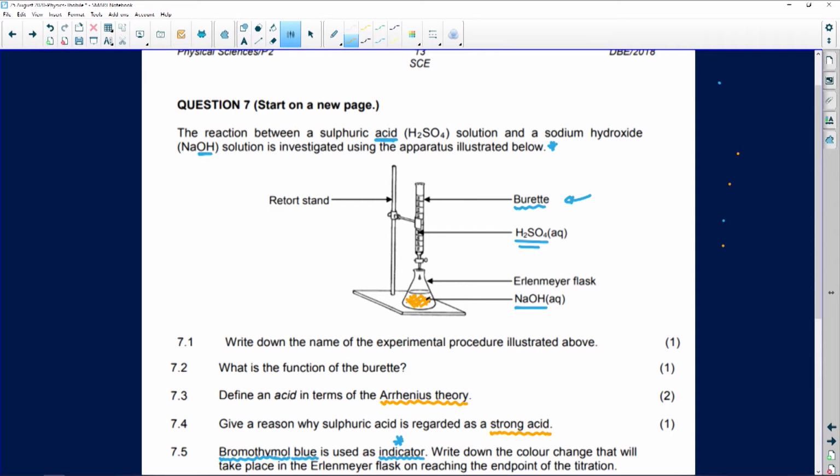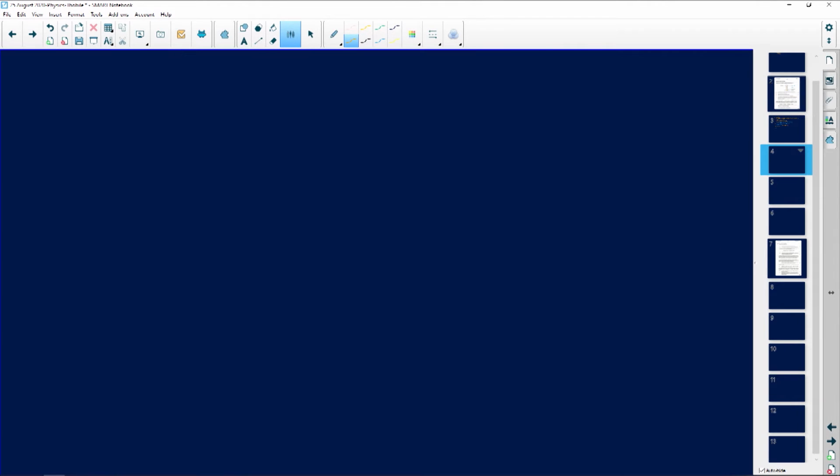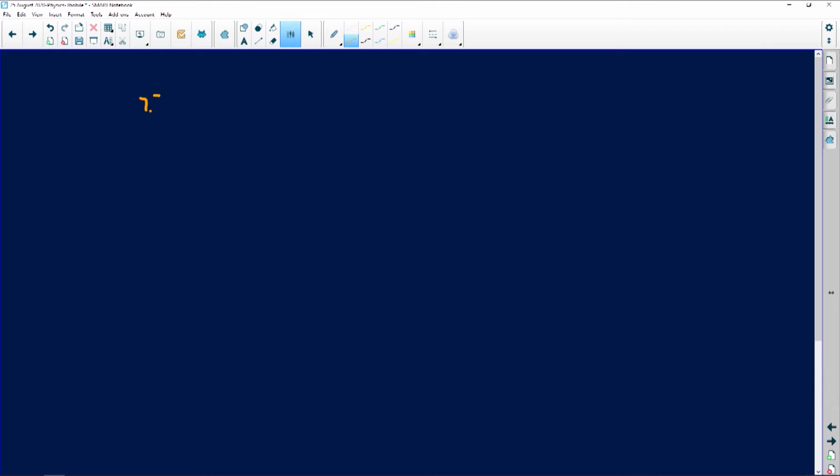I've got my base in the beaker, sorry. And then in my burette, I have my acid. So I am pouring my acid in droplets into my Erlenmeyer flask. Now, before I answer the question, I want to give you a little bit of background on bromothymol blue and then answer the question for you.